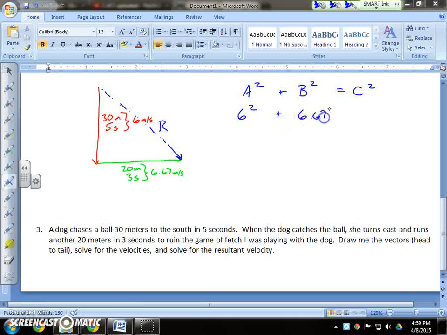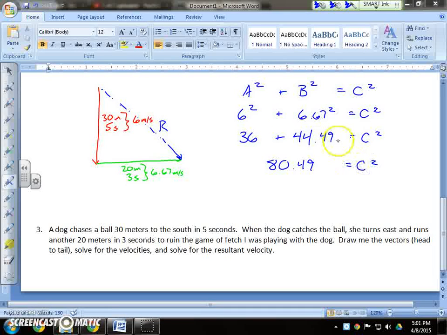6.67 squared equals c squared. We actually apply the squares to each of these. This becomes 36 plus 44.49 equals c squared. Add those two together and we end up with 80.49 equals c squared. And as always, we throw a giant square root over everything to get rid of that squared. And when we end up square rooting that, what we end up coming up with is this c, or the resultant, is going to be equal to 8.97.